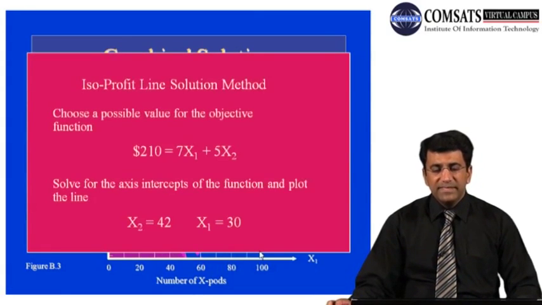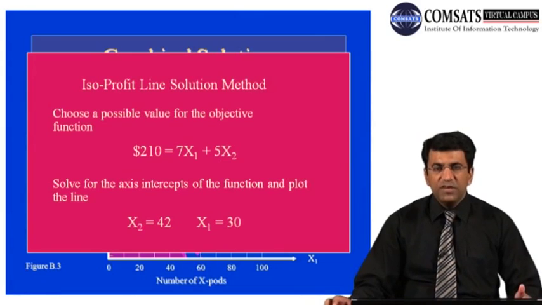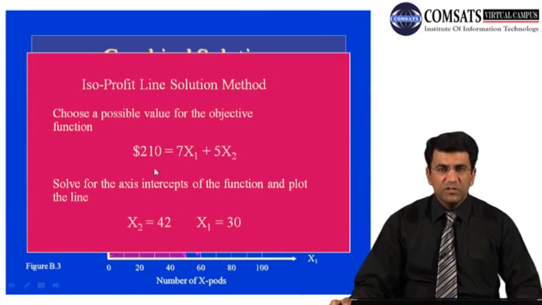Now what we'll do next, we will have to draw a profit line on this particular graph. For that purpose, we choose a possible value for the objective function. This method is known as the isoprofit line solution method. This is our objective function, that is, objective function is equal to 7x1 plus 5x2, but in this particular case we have taken a hypothetical value. You can take any value. Suppose we take the objective function as 210, then this will be the equation for the objective function, and we will solve this equation.